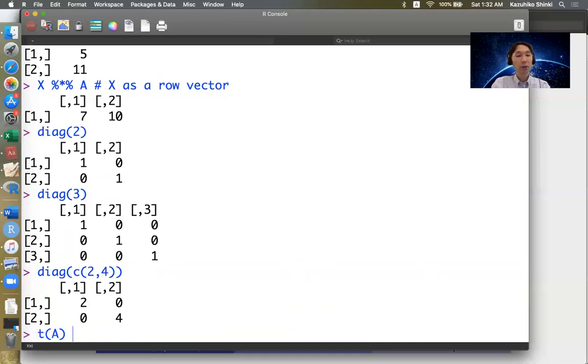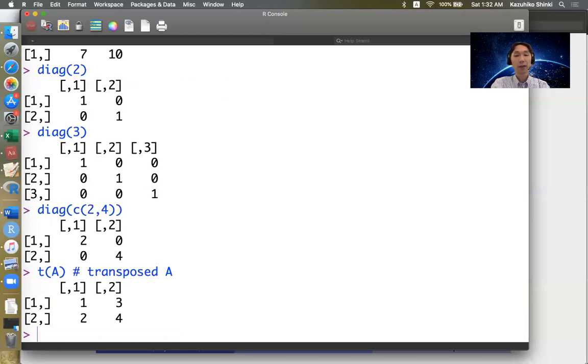And also transposed A. We just interchange the columns and rows. Basically, we mirror all the elements with respect to this diagonal line. So 3 comes here and 2 comes here. Transposed A is the t of A, so t parenthesis A.